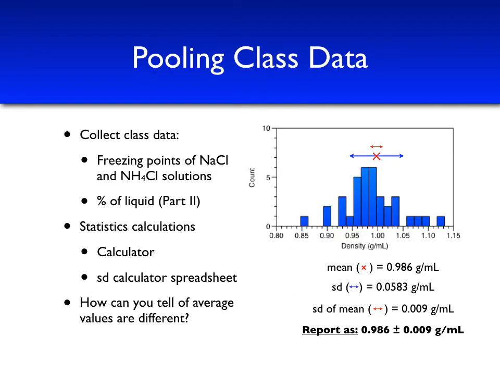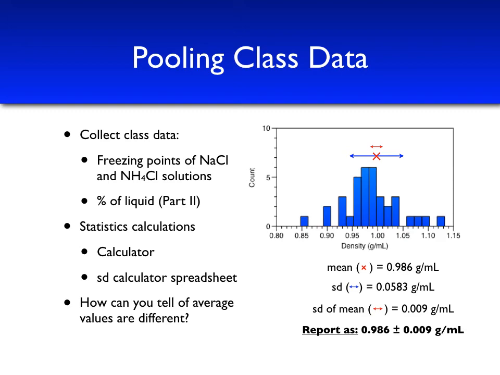The last thing we want to talk about is looking at class data and the use of the standard deviation of the mean. For this experiment, although we're doing this experiment online, you will be able to look at and analyze some class data for the freezing points of sodium chloride and ammonium chloride, and for the percent of ice that melts in part 2. As a reminder, we typically average class data to get a more accurate picture of the phenomenon that we want to study.